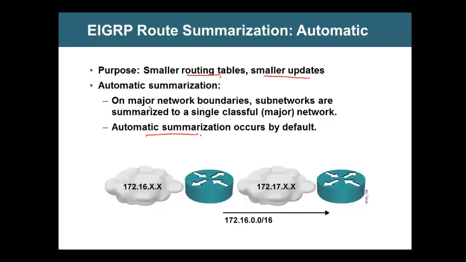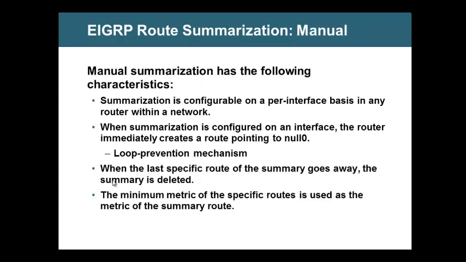It will summarize to the major network boundary. What does it mean? If I have 10.1, 10.2, 10.3, it will summarize to the major network boundary. What is the major network boundary? These all belong to /8 class A. Major network boundaries by default: the subnetworks are summarized to a single classful major network boundary. If you don't like that, we say no auto-summary so that these contiguous networks can be supported.